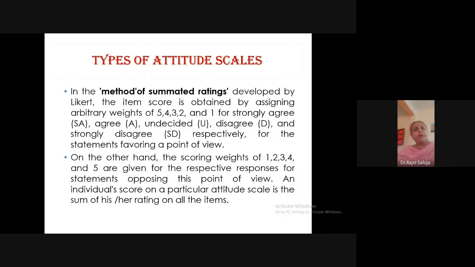What we have to do is to give strongly agree the maximum weightage. Strongly agree should be given weightage 5, agree should be given weightage 4, undecided 3, disagree 2, and strongly disagree 1. So this part has to be taken care of. We have to give the weightage properly, otherwise our responses will not be correct, and naturally our result will not be a proper one.